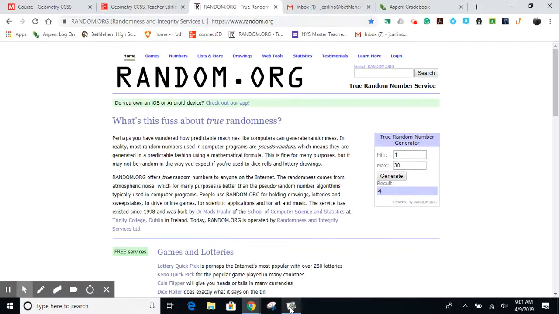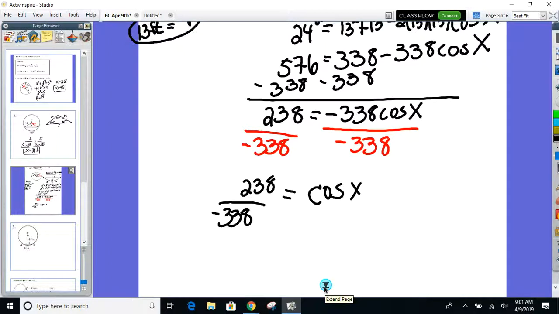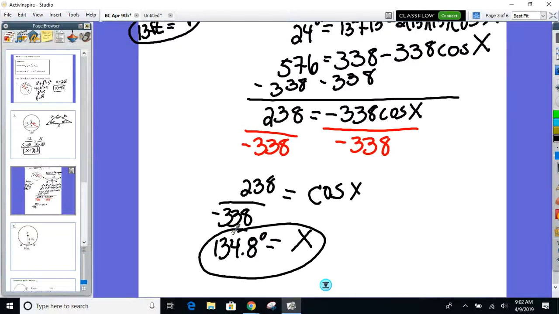Come on, Emma. Darn right you do. Go ahead. And then the angle to the nearest tenth. I just want you to do inverse cosine for me and tell me what the angle is to the nearest tenth. I get 134.8 degrees. Correct. Good job. That's the central angle, which also means it's the arc measure.